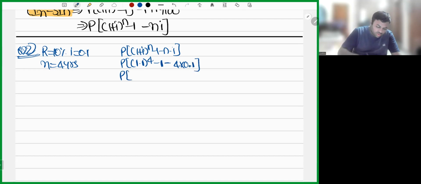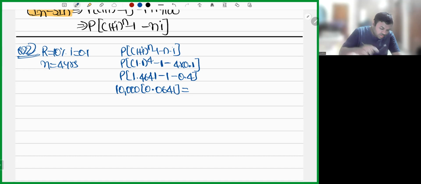So P into 1.1 whole square, 1.1 into 1.1, and so on up to the fourth power: 1.4641 minus 1 minus 0.4. P, how much he gave, my dear friends? P is given as 10,000, which is 0.0641, minus 1 minus 0.4. So simply the resultant is 641.